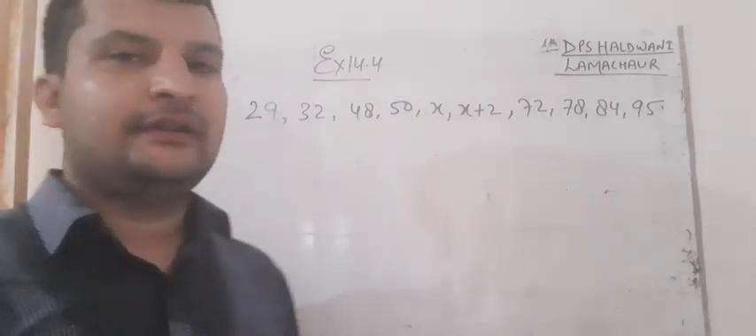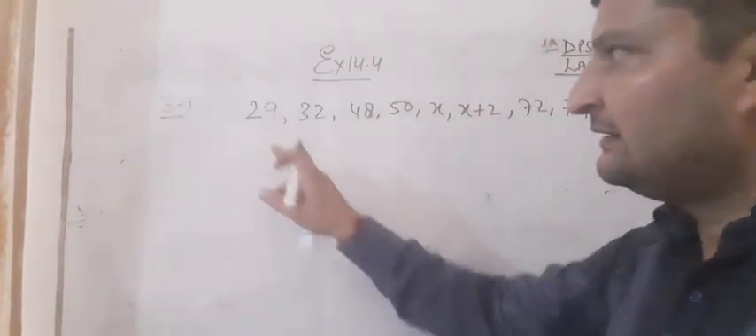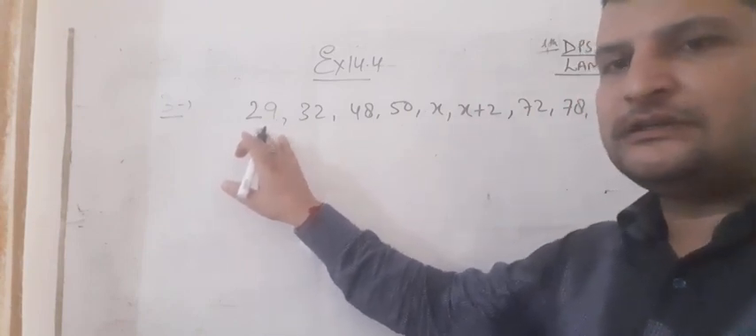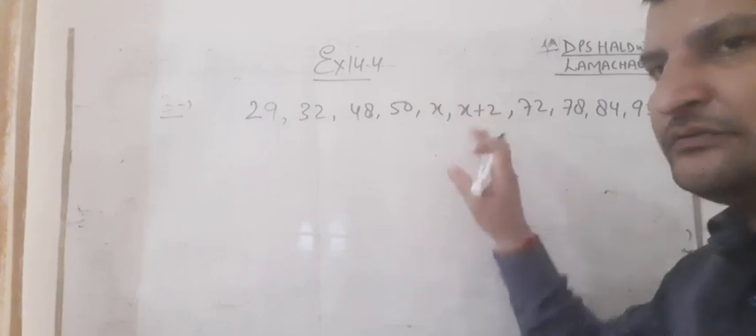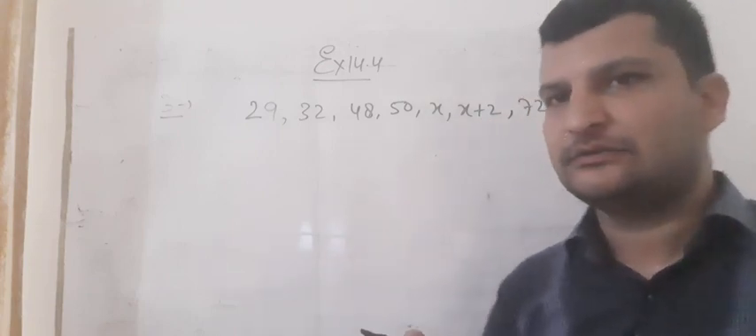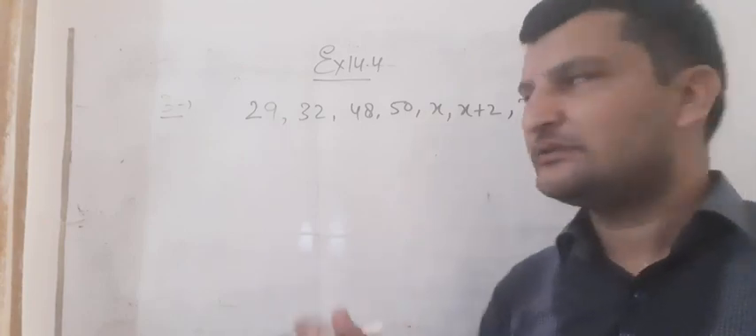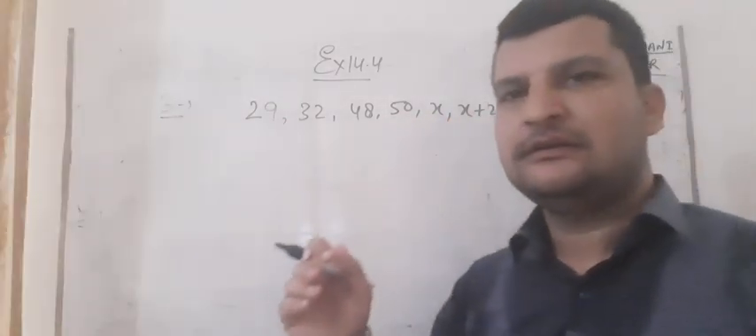Now we first have to find the number of observations here, because it is given in your book that this series is already in ascending order. So we don't need to change 29, 32, 48, 50, x and x plus 2. We don't know the value of x and x plus 2. When we find the value of x and x plus 2, we can check later that these values will lie between these two numbers.